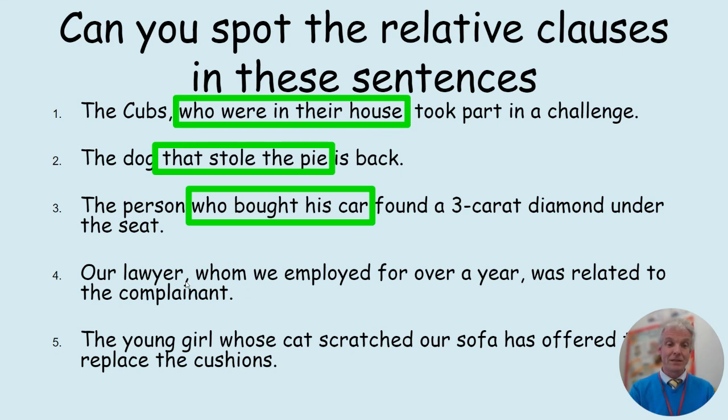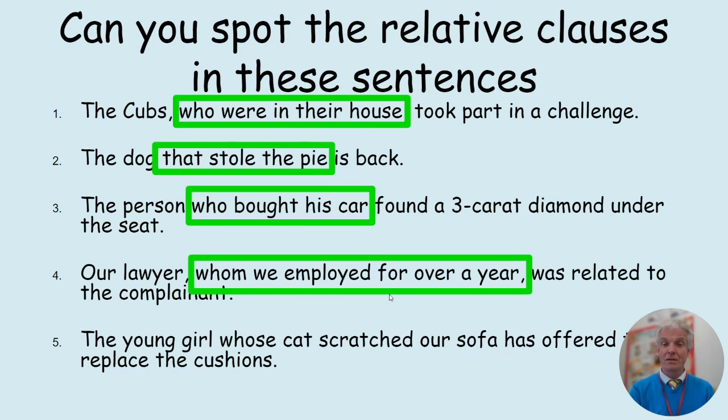Next one. Our lawyer, whom we employed for over a year, was related to the complainant. Now that's nicely demarcated with commas here. Those can help as well. We've got our relative pronoun, whom. Our lawyer was related to the complainant. That would make sense on its own. So this is the extra information, whom we employed for over a year.